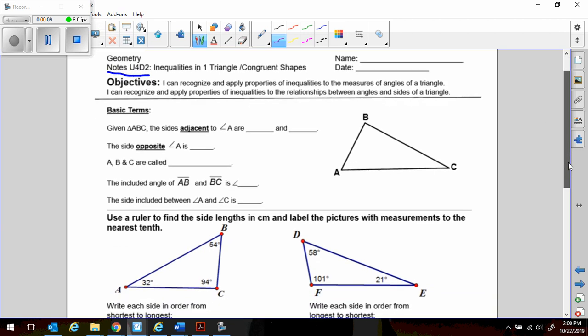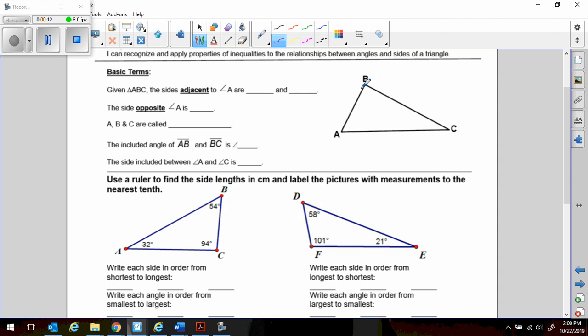So the basic terms: if we have this triangle ABC, with the triangle symbol in front of it, so I know it's a triangle ABC. The sides that are adjacent to angle A are the ones that are touching angle A. Remember, we need two letters to form a side. This one touches angle A, so we're going to have A in the name, AB.